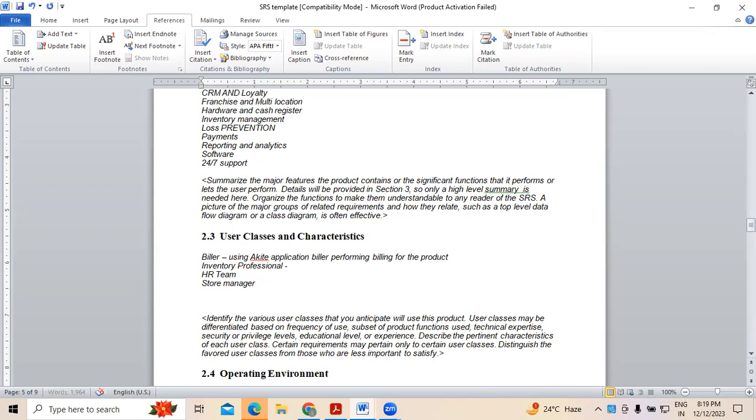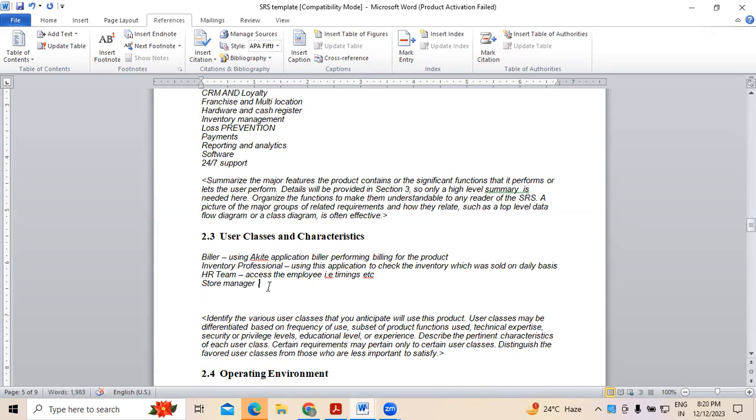Next, inventory professional, right? So inventory professional uses this application to check the inventory which was sold on a daily basis. Okay. HR team maybe wants to access the employee details followed by their timings, etc. Okay, timings, etc. Right. So they want this.